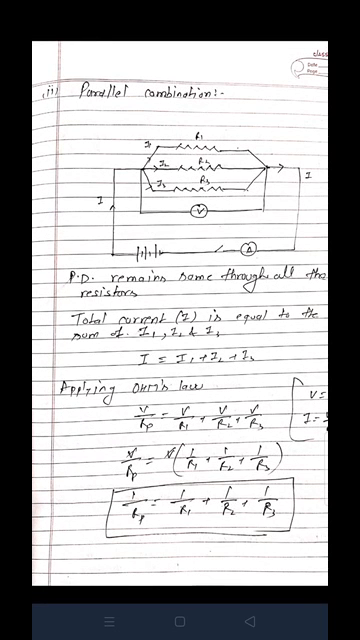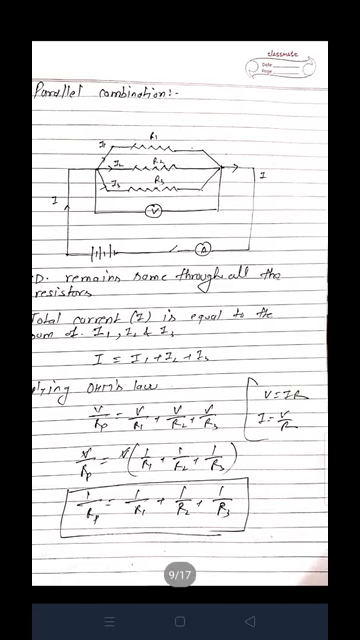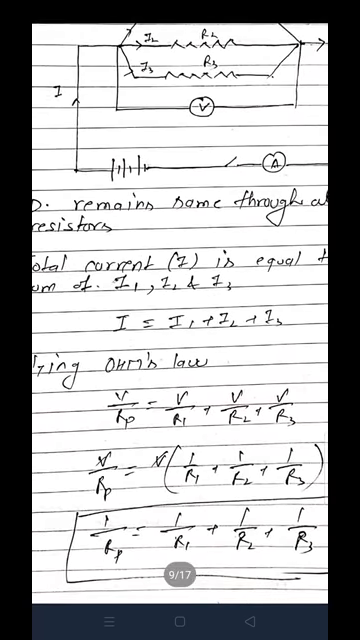Now what will we do? We will apply Ohm's law. We know that V equals IR. So I will be equal to what? I will be equal to V by R. There we use the term Rs because it was a series combination. Here we will use Rp because it is a parallel combination. So I equals V by R. In place of I we will write V by Rp because it is the total one.